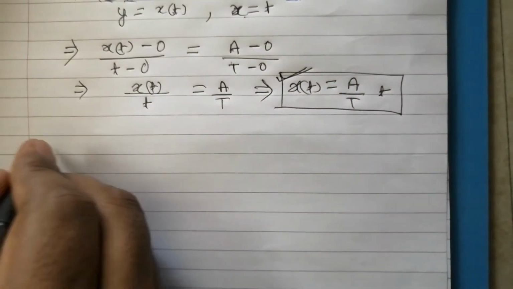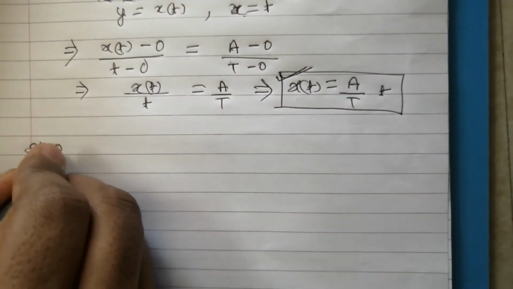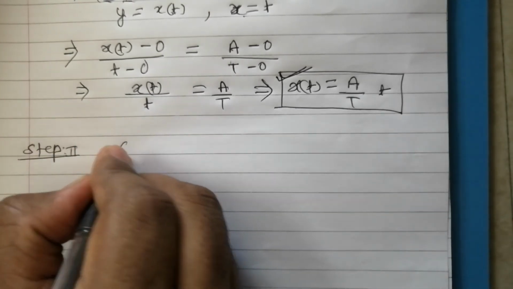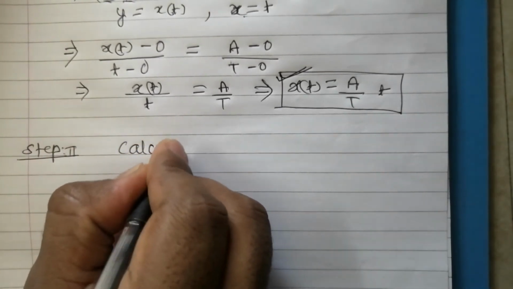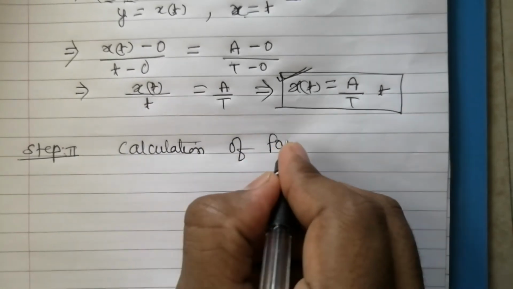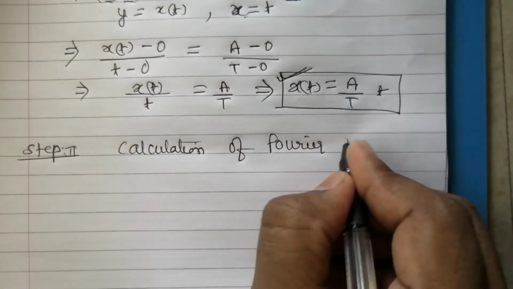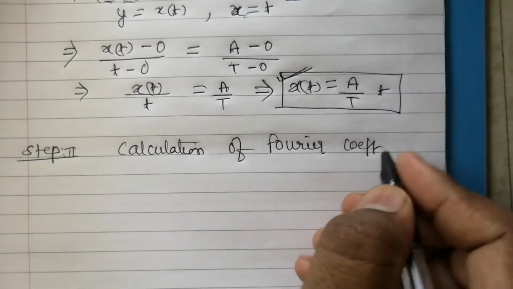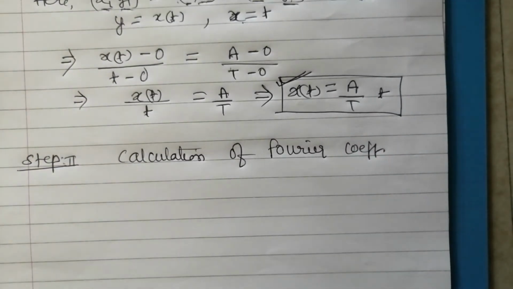The step number 2 is the calculation of Fourier coefficient. So the calculation of Fourier coefficient is the step number 2 part.